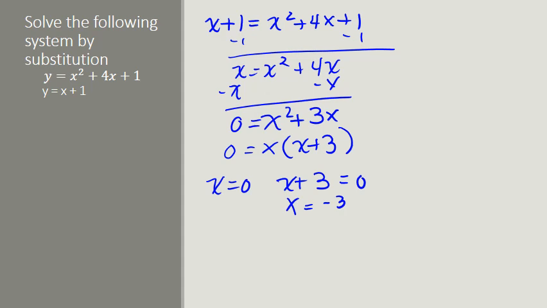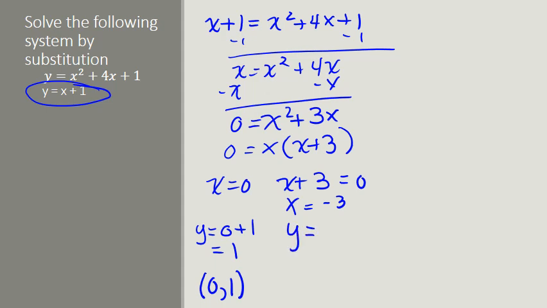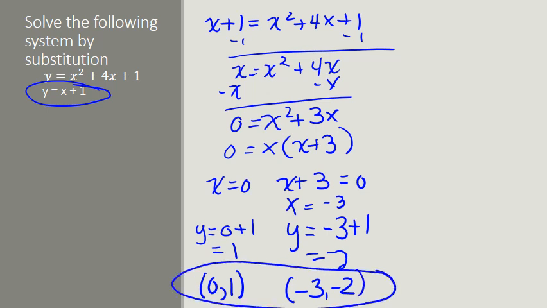Okay. Now I'm going to plug my x values back into the easiest equation. It can be either one, but I'm going to pick the easiest one, the y equals x plus 1. So y equals 0 plus 1, which is 1. So my ordered pair there is 0, 1. It's important that we keep them together. If I put in negative 3, y equals negative 3 plus 1, or negative 2. So that ordered pair is negative 3, negative 2. So I have these two solutions.